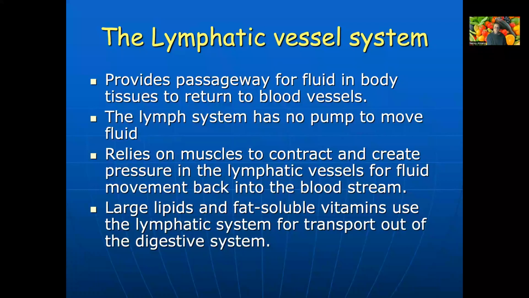Large lipids and fat-soluble vitamins are moved into the lymphatic system for transport out of the digestive system. Those larger molecules cannot get through into the circulatory system, but they can get into the lymphatic system through a really cool mechanism of these overlapping cells, which act like flaps. When the pressure of fluid gets too high on one side, it'll push those flaps open that surround the lymphatic vessel, and the fluid will actually rush into the vessel. It's pretty cool.